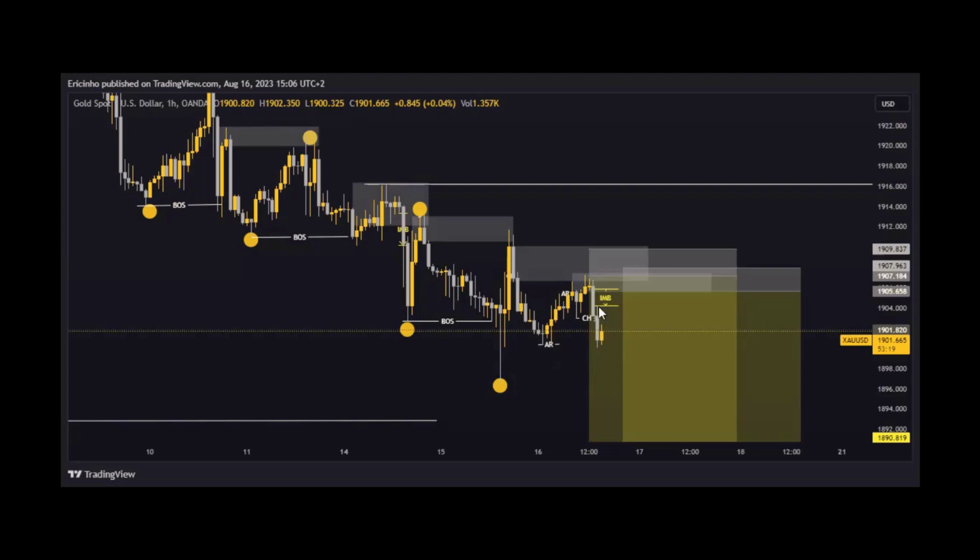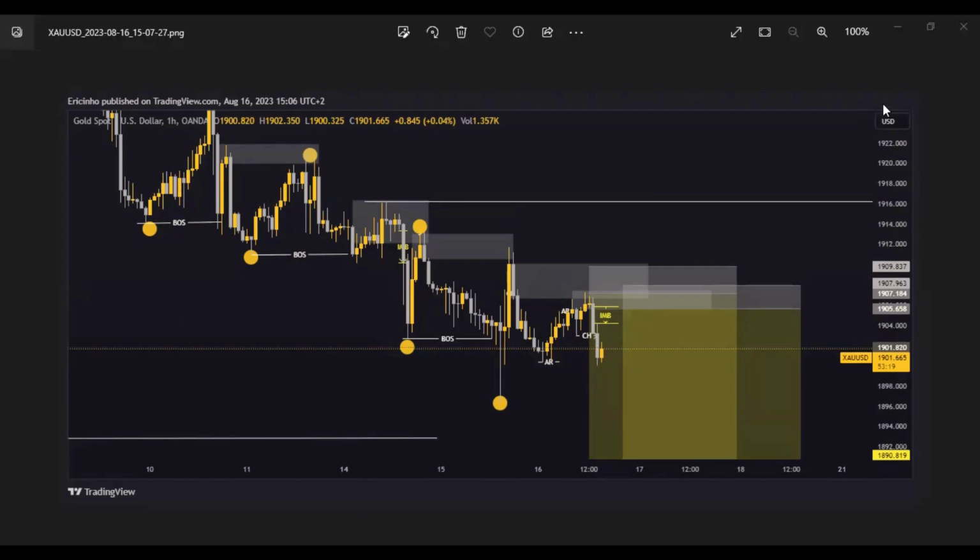So that was the first entry, which was taken here around 1906, 1907. And the second trade was taken around 1905 at the expectation of the mitigation of the supply area right there. Maybe let's go on to a chart to see things much clearer, so to speak. Right, so there we go.